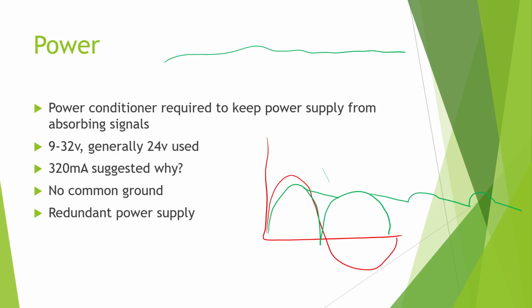Now, they do suggest 320 milliamps, and I have why here, but I haven't had you read the book yet, so you're not going to have any clue. The key here is most of these devices can pull up to 20 milliamps. If we go back to one of the earlier slides, you remember that I said you can have 16 devices on a power network. 16 times 20 milliamps is 320 milliamps.